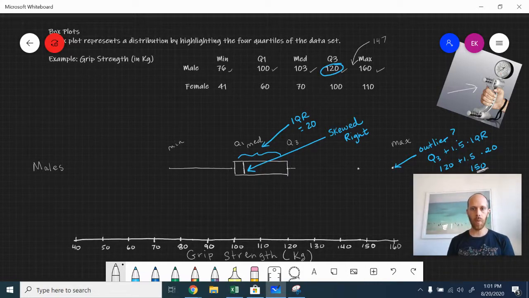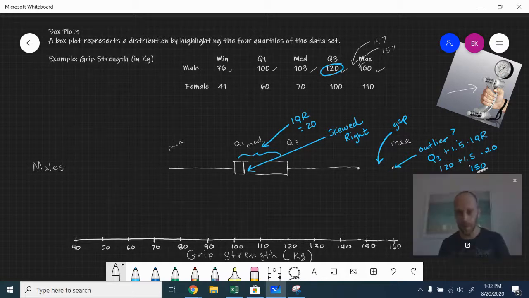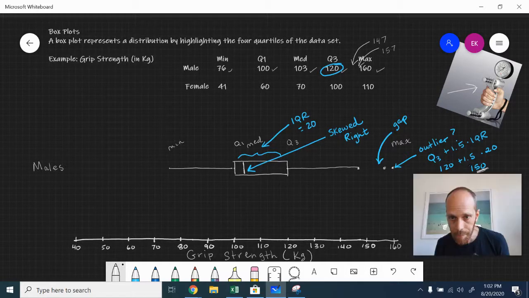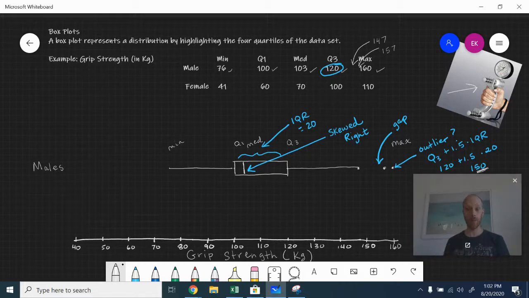And then we connect the whisker here, leaving a gap. And that gap helps us to see, listen, there's nothing going on right here. This is our only outlier. Now, suppose that I actually lied and there was another value in here between the 147 and the 160. Let's suppose there was a 157. Well, 157 would be an outlier, and we would mark it right here, and then we would have 2 dots. So anytime you see dots on a box plot, that is a modified box plot, and it has outliers.